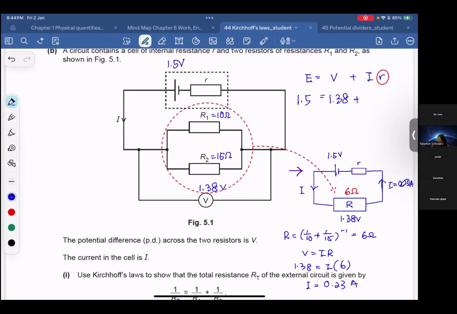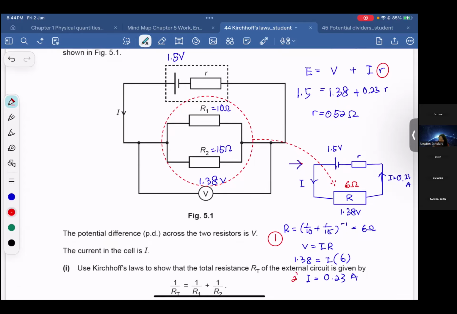Okay, so this one, no space. I equals 0.23 ampere. So 0.23 ampere times your R, your R will actually get 0.52 ohm. Okay, I write down the steps. This is step 1, this is step 2, this is step 3.